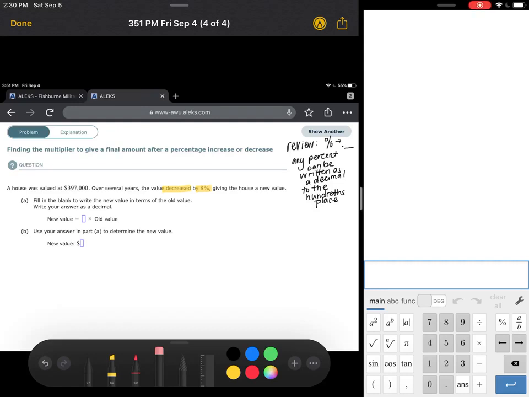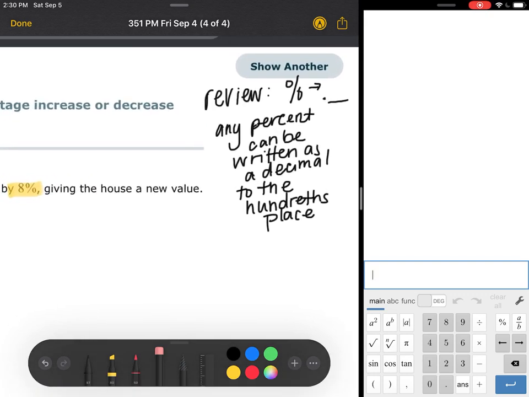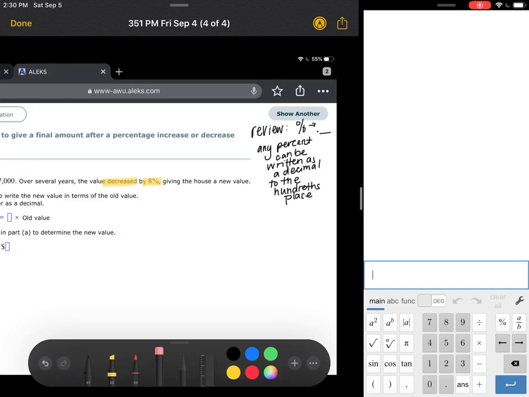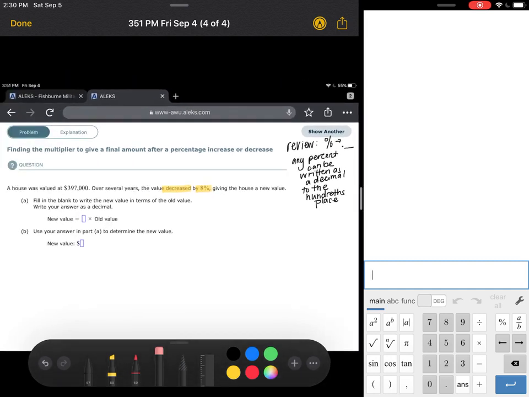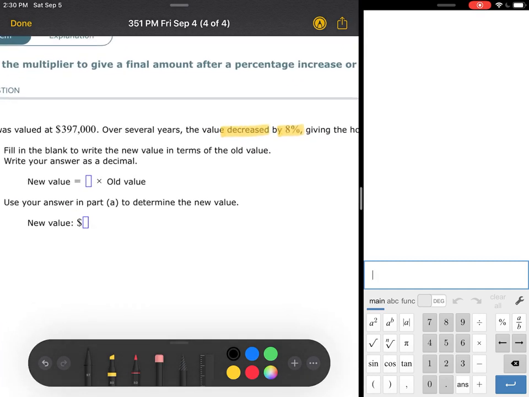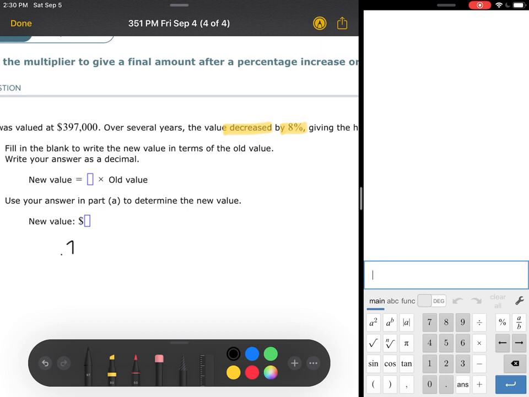Okay guys, so this video is going to show you how to find the multiplier to give a final amount after percentage increase or decrease. So just as a review, any percent can be written as a decimal to the hundredths place. So this is really easy if you have, I'm going to do little notes down here, if you have like 75%, it's written as 0.75, right? That's pretty easy to figure out.